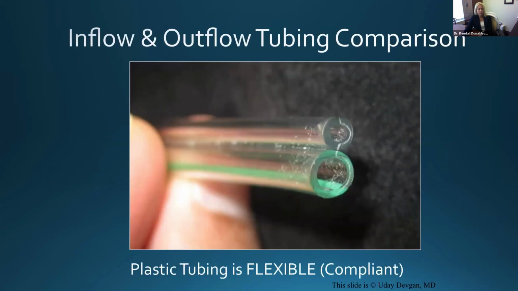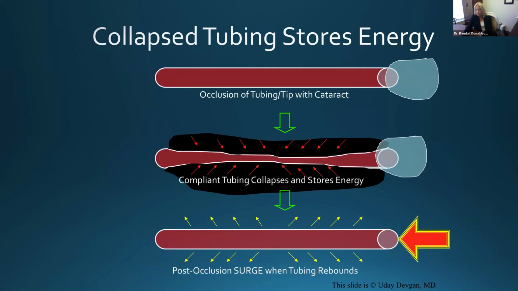So briefly, let's talk about the physics of the tubing. Okay, so you can see here, inflow tubing and outflow tubing are different. Let me just show you a little bit about this. I'm going to go back to that slide in just a second. But occlusion of the tube happens here, and compliant tubing can collapse, and that will store energy. And then post-occlusion surge occurs when this tubing rebounds suddenly. Okay, so that's how surge happens.